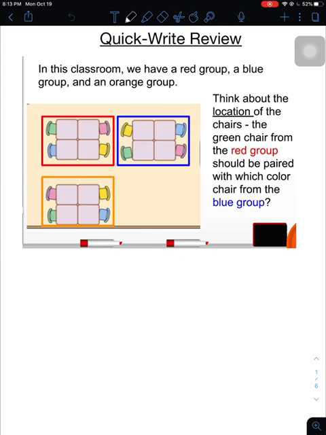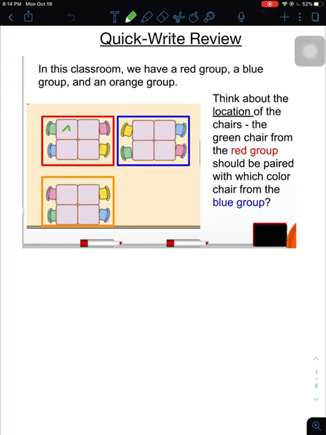Okay, so I would like to start this lesson going over the quick write for today. The quick write gave you this image of a classroom. And then it said in this classroom we have a red group, a blue group, and an orange group. And then it asks you, think about the location of the chairs, right? Like this is in the top left corner, this is in the bottom left corner, top right corner, bottom right corner.